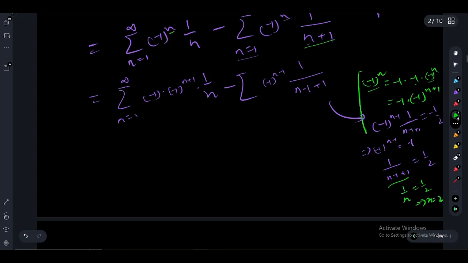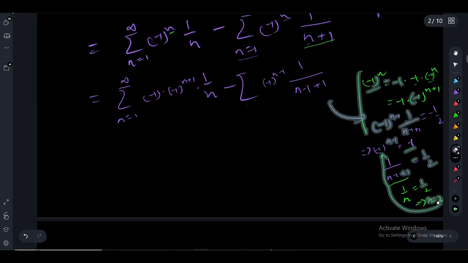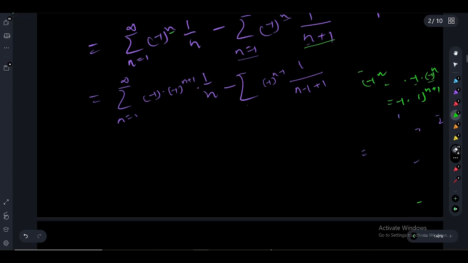And if we substitute n equals 2 in this expression, we can see that minus 1 whole to the power n minus 1 is actually minus 1. So we can say this series starts from n equals 2. We can write that this series is from n equals 2 to infinity.